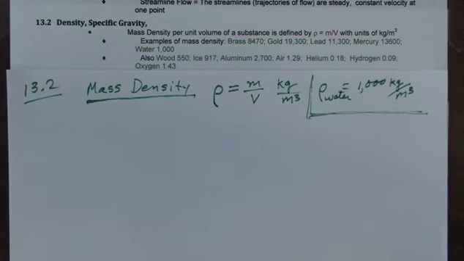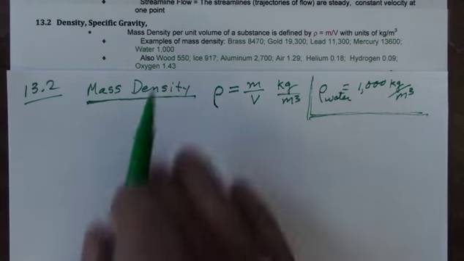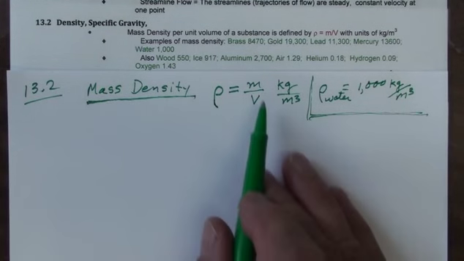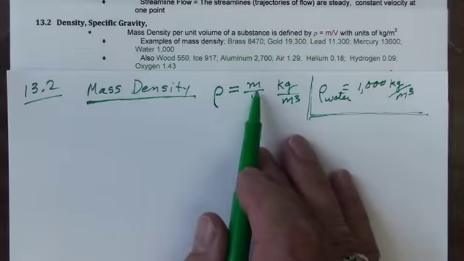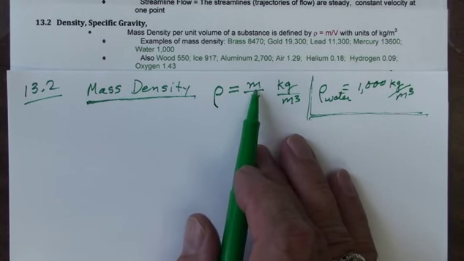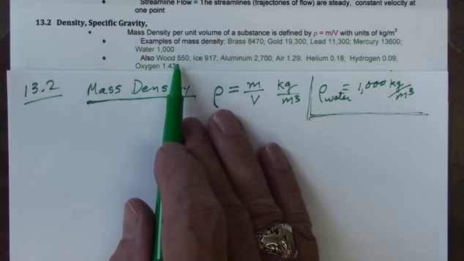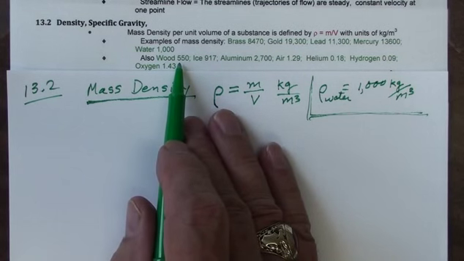If we look at some other densities, wood is 550. And you'll notice, therefore, that since wood is 550, it's about half the density of water. Now, common sense would tell you then that about half of a piece of wood would stick out of the water, the other half would be submerged.